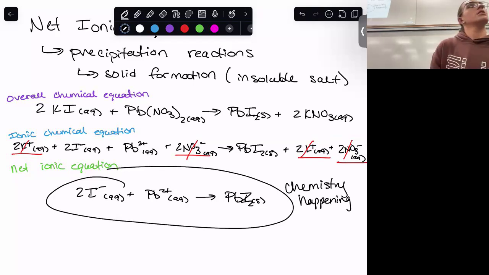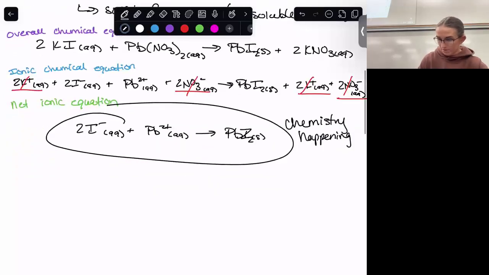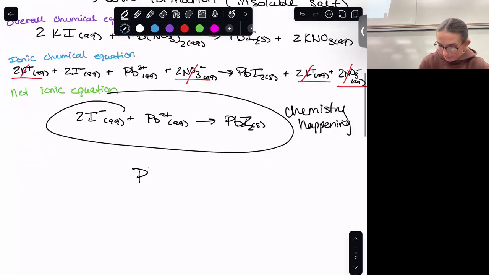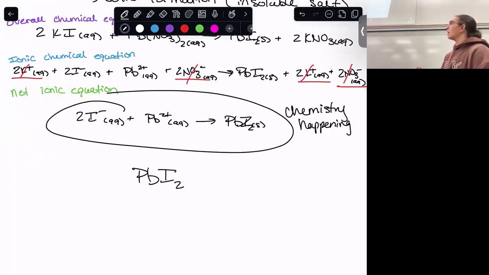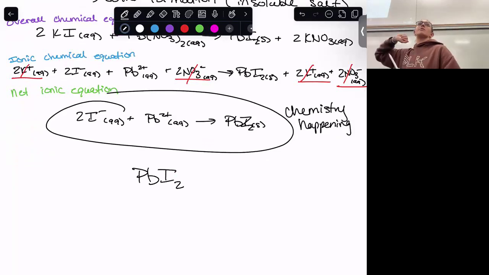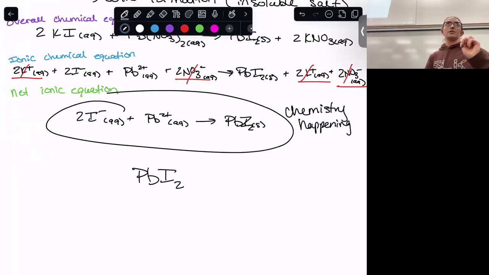We put this charge up there on the solid, but you don't put charges on solids, you just bring it down, right? So the charge is coming from PbI2. The charge is coming from how many ions we have in your compound. We know that we have 2 iodine ions, or 2 iodine atoms. What is the charge on an iodine atom?